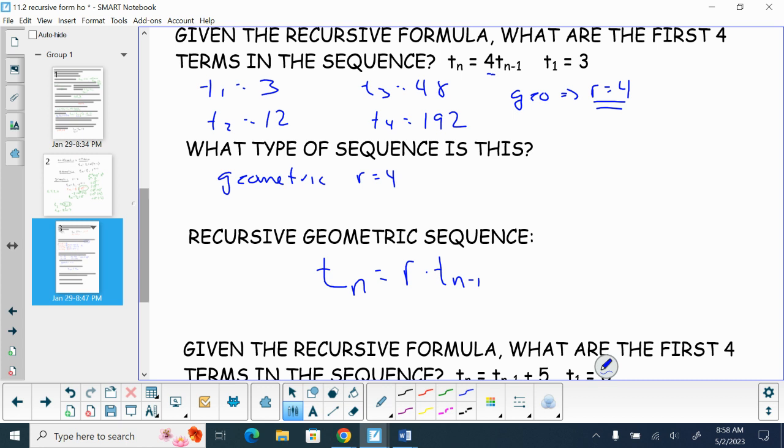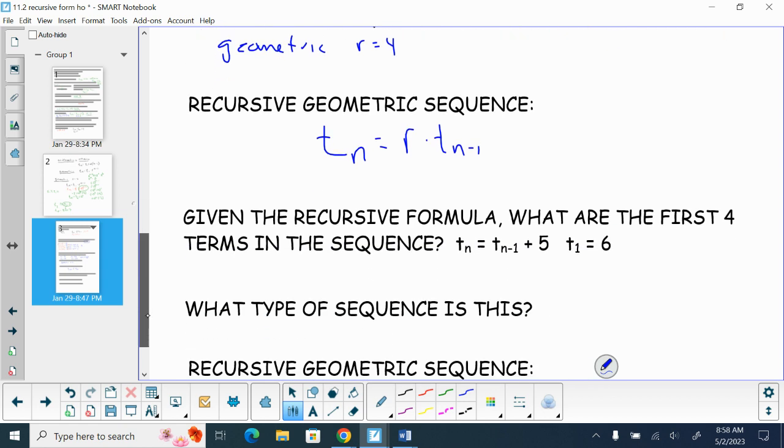And once again, think about it this way. What am I doing to my previous term to get to my next term? I'm multiplying by 4. Okay, once again, how our brain works.